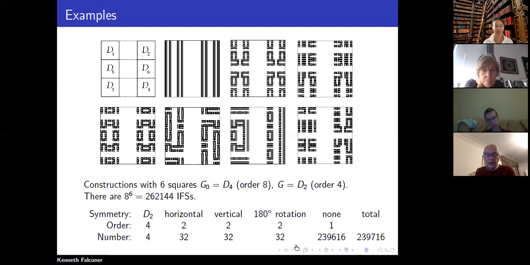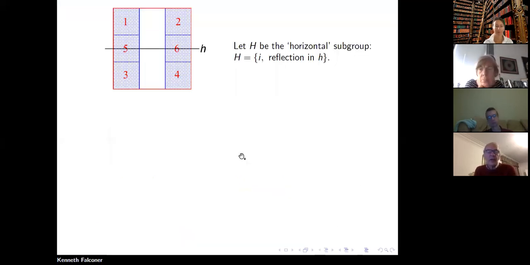And so that leaves 239,000 attractors, all different, which have no symmetry at all. And so the total number of different attractors is what you get by summing that lot. So let me just indicate how one of the calculations works. Let's try and indicate how we can count up the number of different attractors, fractals, we can get on this template with horizontal reflective symmetry.